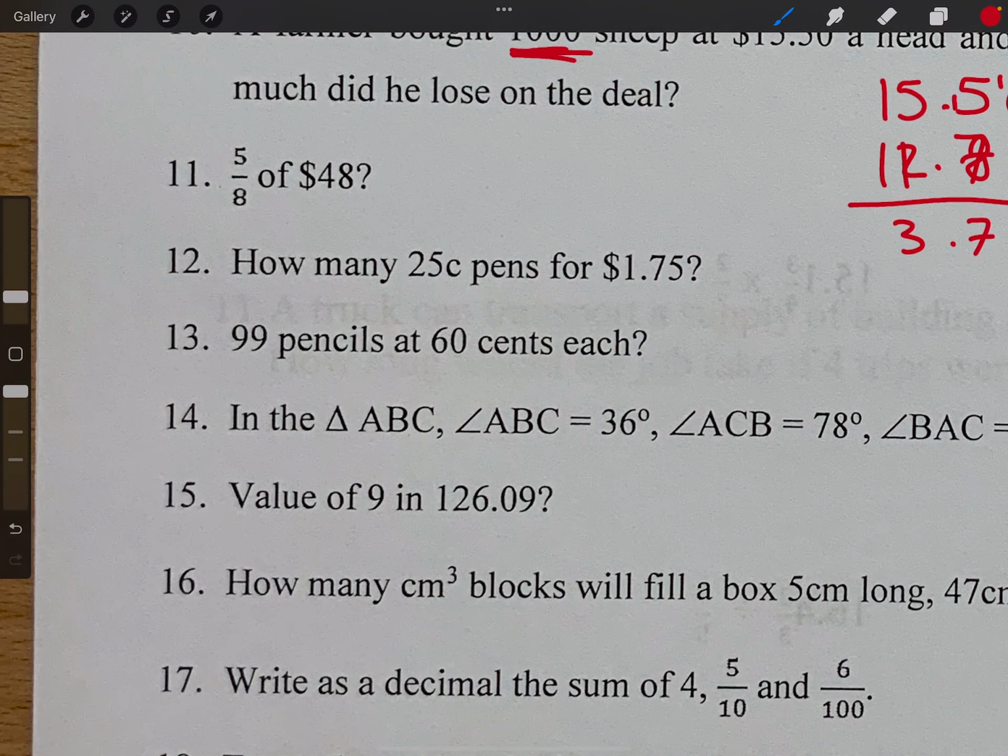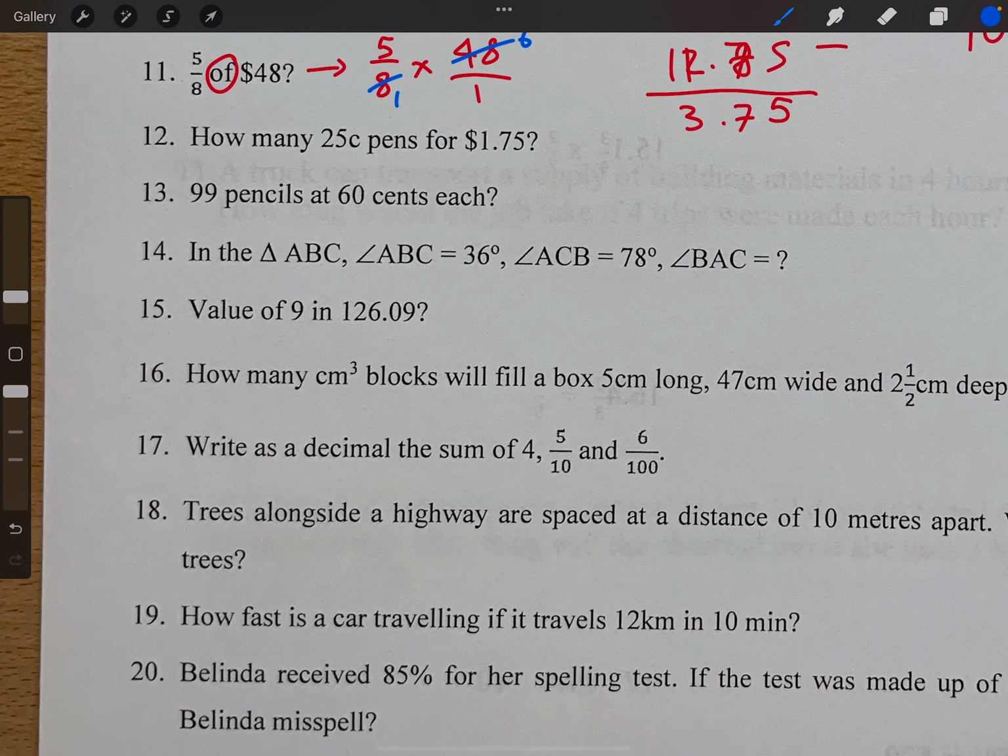Now 5 over 8 of 48. So this is basically 5 over 8 of, and of means times. $48 is 48 over 1. Okay. Again, you can simplify. This one could be a 1. This one can be a 6. Work out the answer.